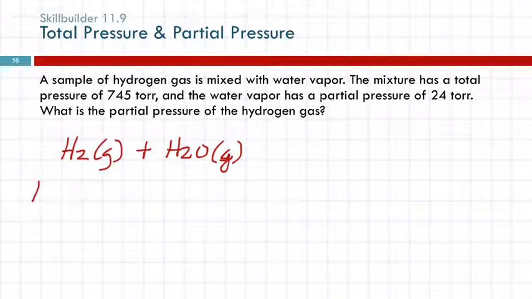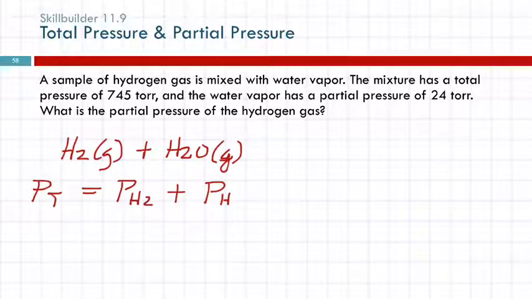Dalton's law says that the total pressure of this mixture equals the pressure exerted by the hydrogen plus the pressure exerted by the water.